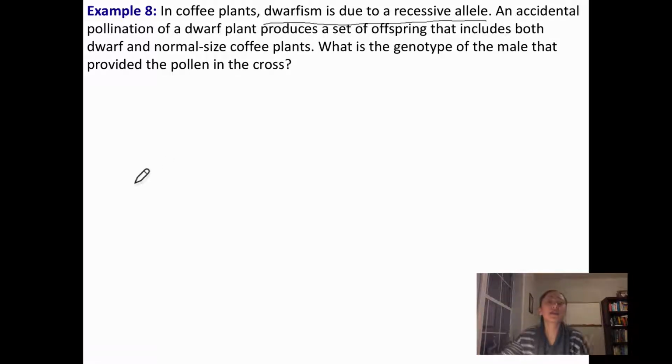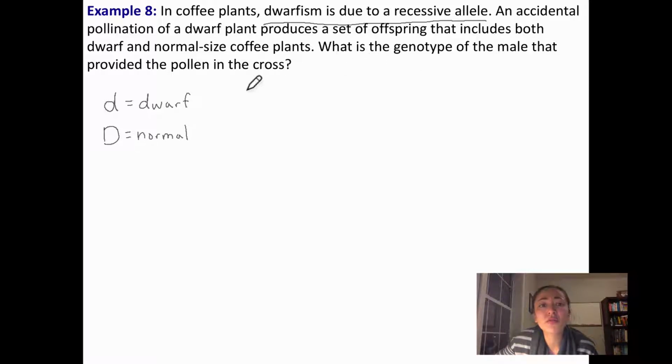So that means we got to do our little key. So I'm going to use the letter D. So dwarfism is caused by a recessive allele, so that means a little letter. So that means if you have the opposite, a dominant allele, you would be normal, right? Or the plant would be. An accidental pollination of a dwarf plant produces a set of offspring that includes both dwarf and normal-sized coffee plants. What is the genotype of the male that provided the pollen in the cross?